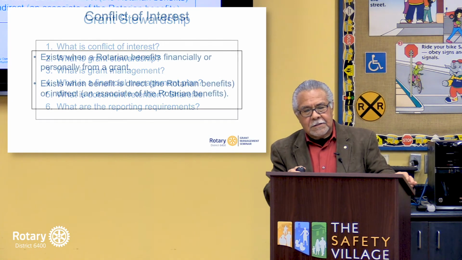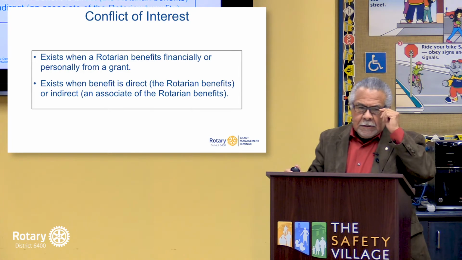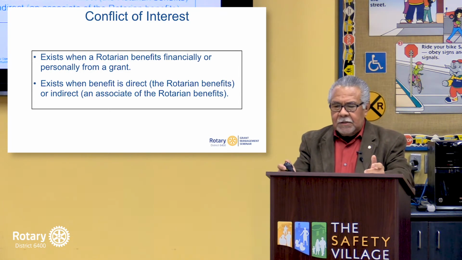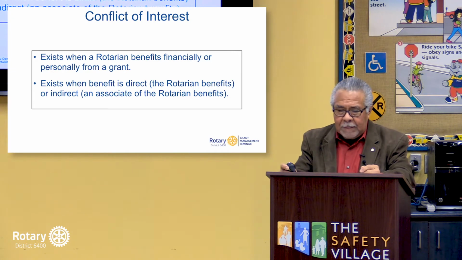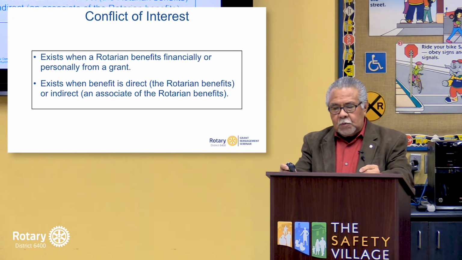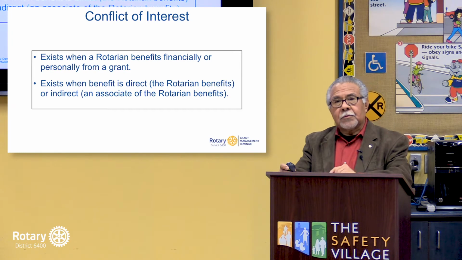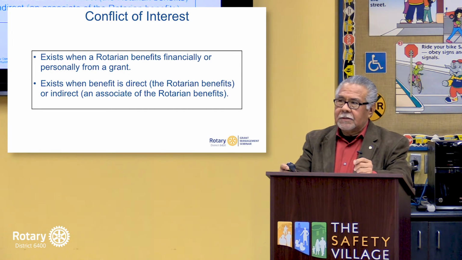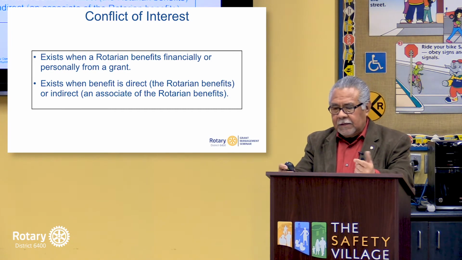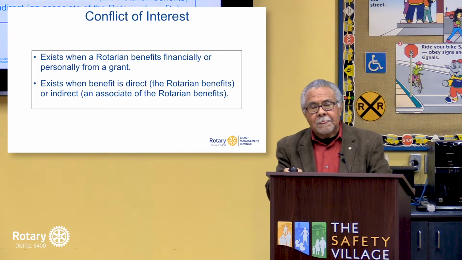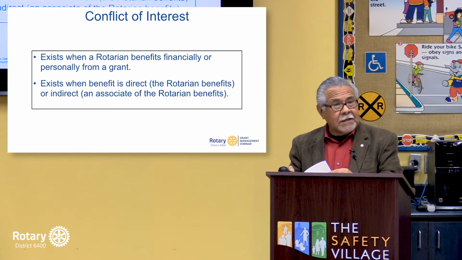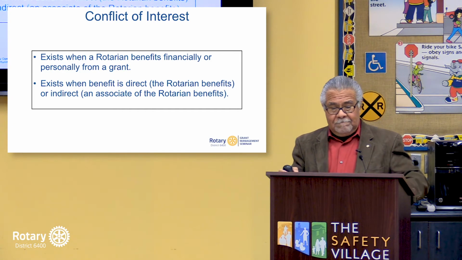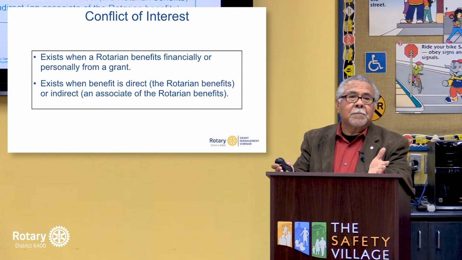So let's start with conflict of interest. Conflict of interest exists when a Rotarian benefits financially or personally from a grant, which is, of course, a no-no. It also exists when the benefit is either direct or indirect, in which case it means an associate of the Rotarian benefiting from it.